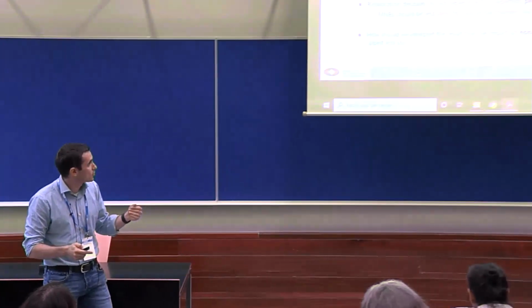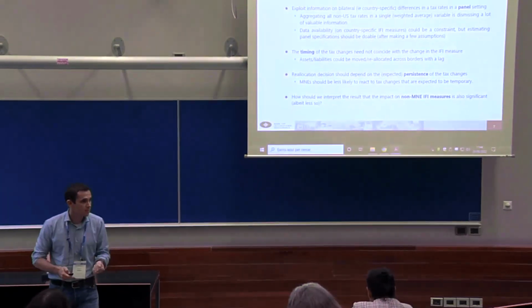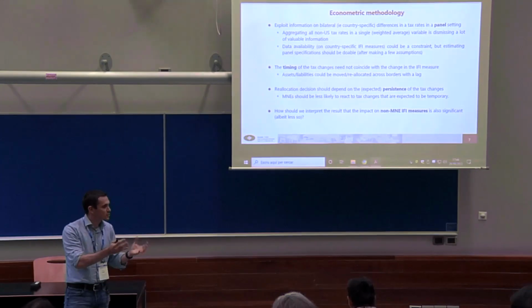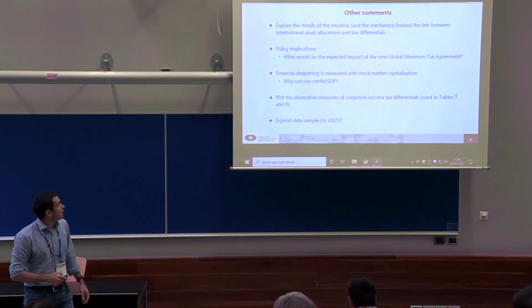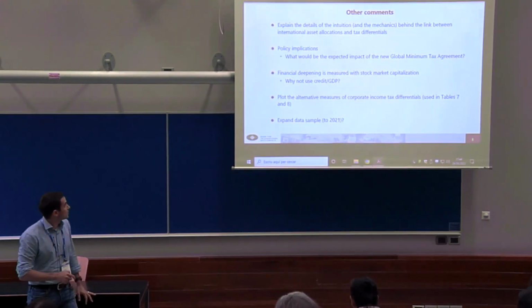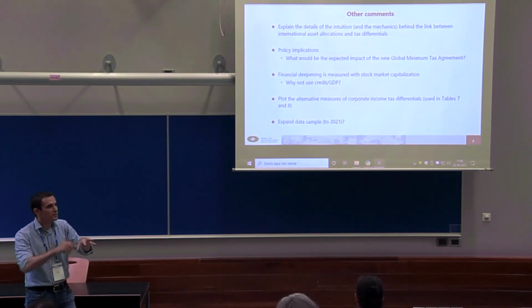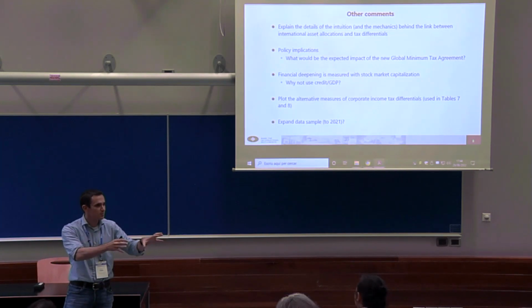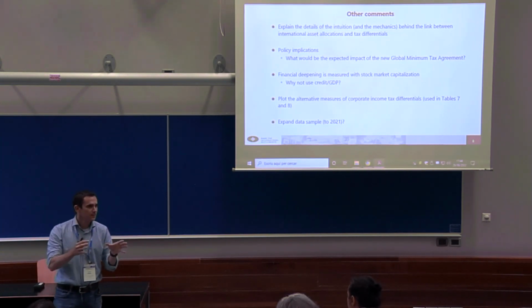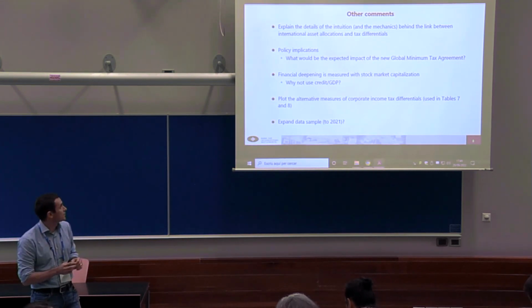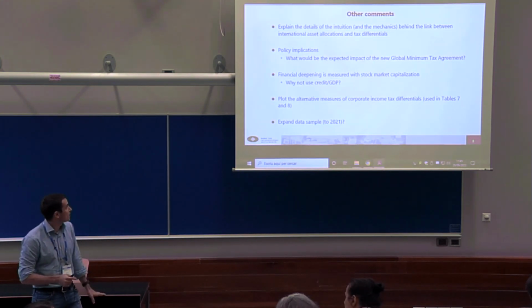And then my question is, how should we interpret the results for the portion of the data that's not M&E? Other comments, these are obviously more minor since I put them on the last slide. It would be good to explain the intuition. So obviously the general direction of travel is clear, but it would be good if you gave more intuition on the mechanics of how exactly that correlation should be happening, or what's driving it rather.